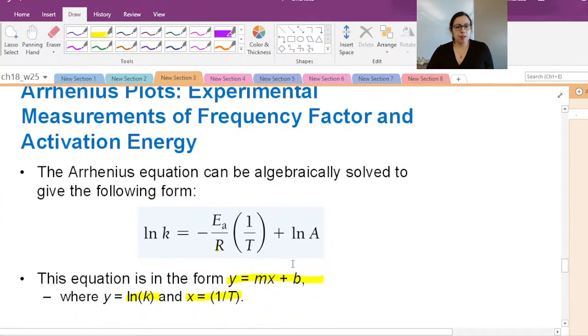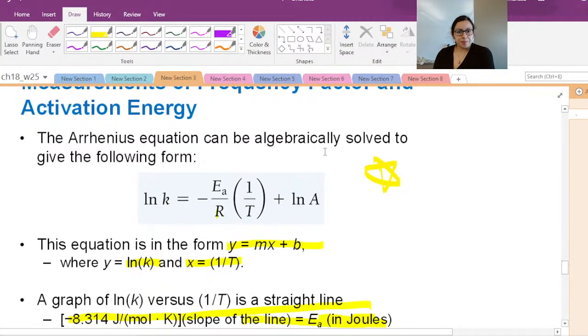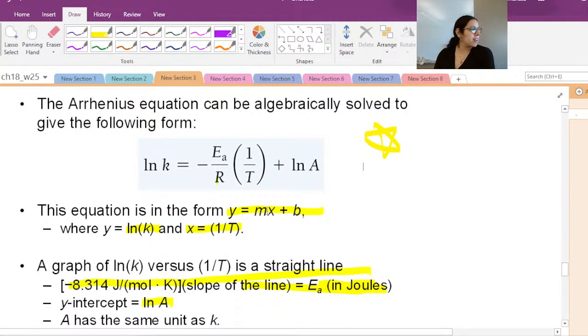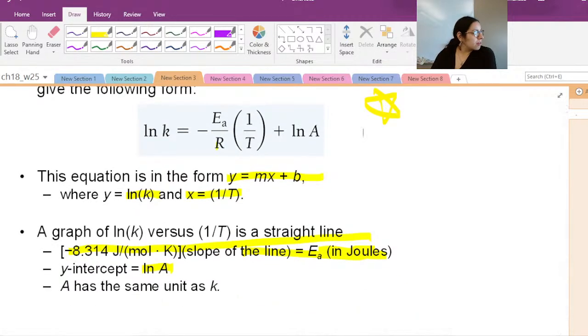And then, where are we going with this? I believe this is where you're going with this in lab today, if I remember correctly. This is another form of the equation. We have the natural log of our rate constant k equal to negative activation energy over R, where R is our gas constant, 8.314, and T is in Kelvin, plus the natural log of A.